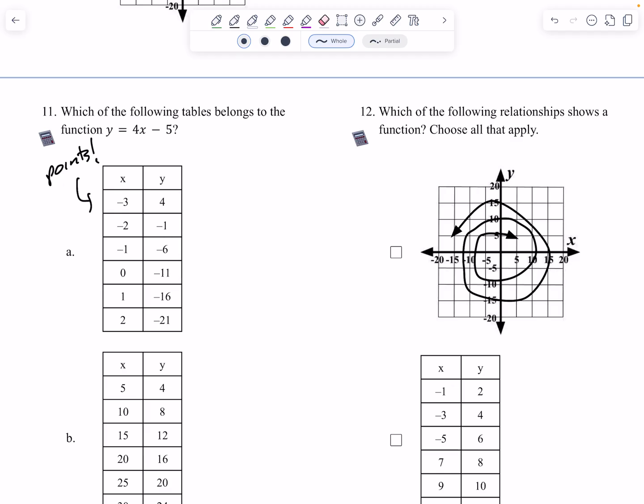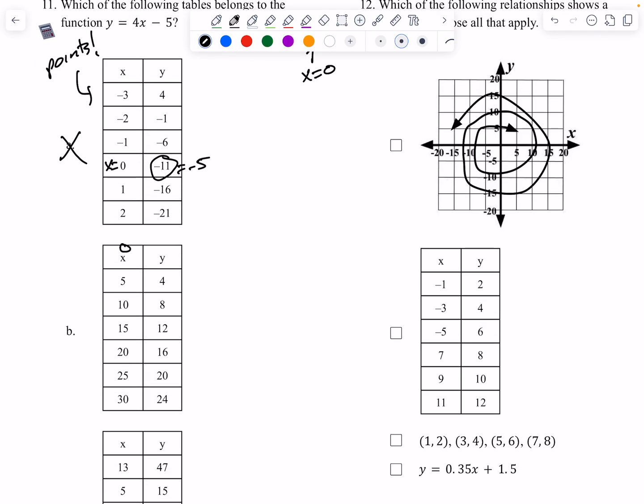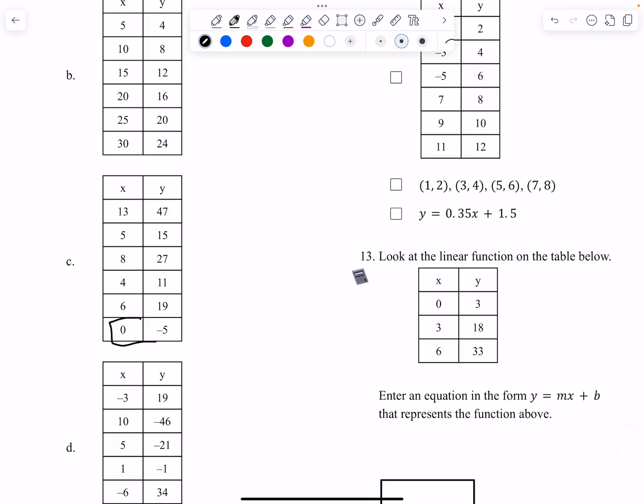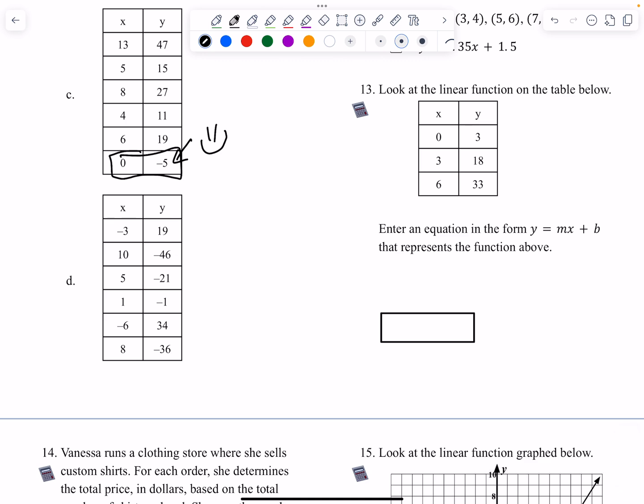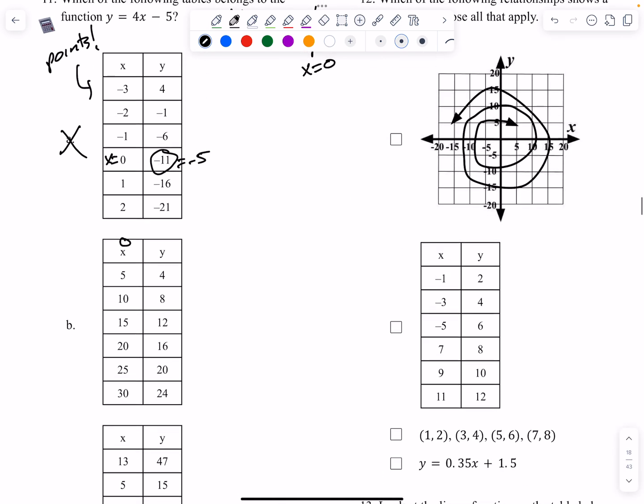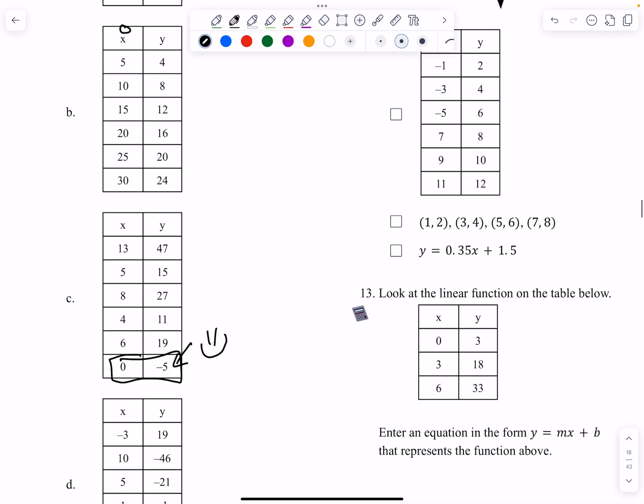Well, one way to eliminate it right away is to understand y equals mx plus b, right? So remember that b is when x equals 0. That is your y-intercept. So when x equals 0, I got -11. It's supposed to be -5. So that is wrong. Does this one have a 0? No. Does this one have a 0? Yes. Do I get -5? Yes. Does this one have a 0? No. So I don't know. So right now, for sure, it's not A, but it could be B, C, or D. Now, just because C has it doesn't mean it's correct, but it's a good starting point.